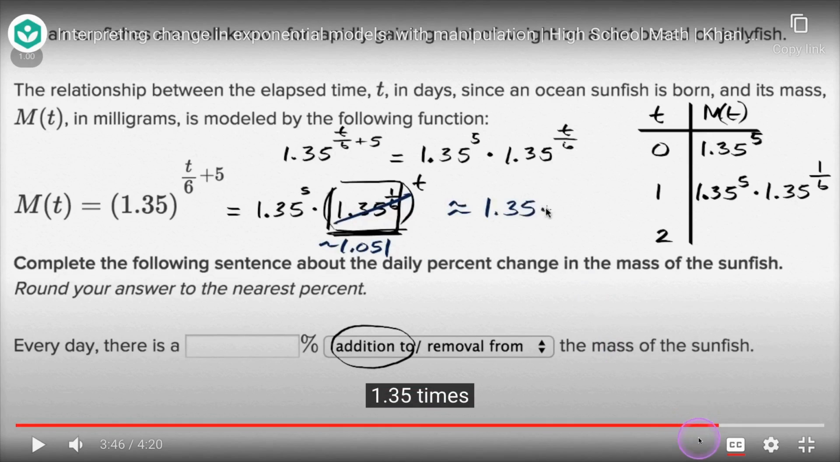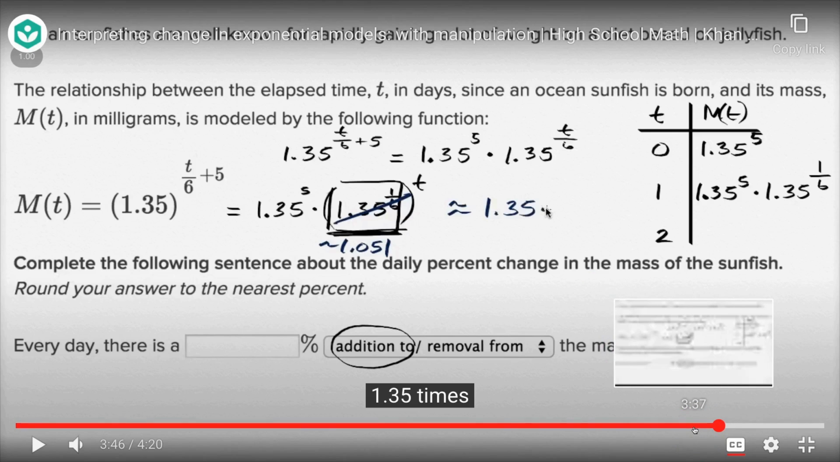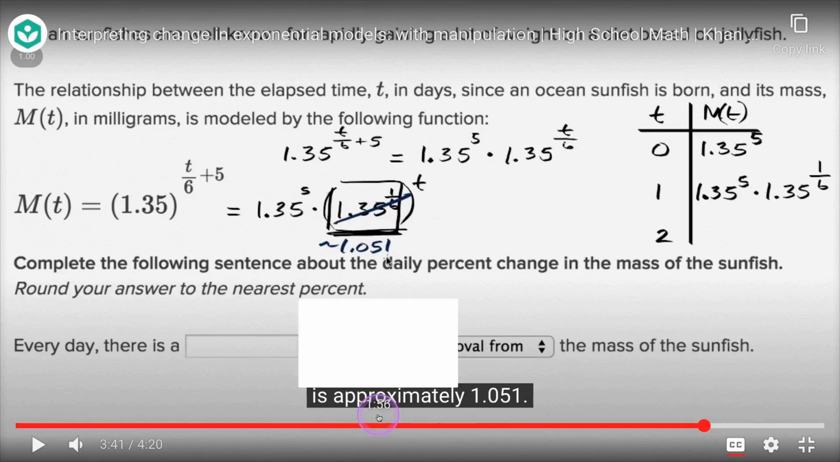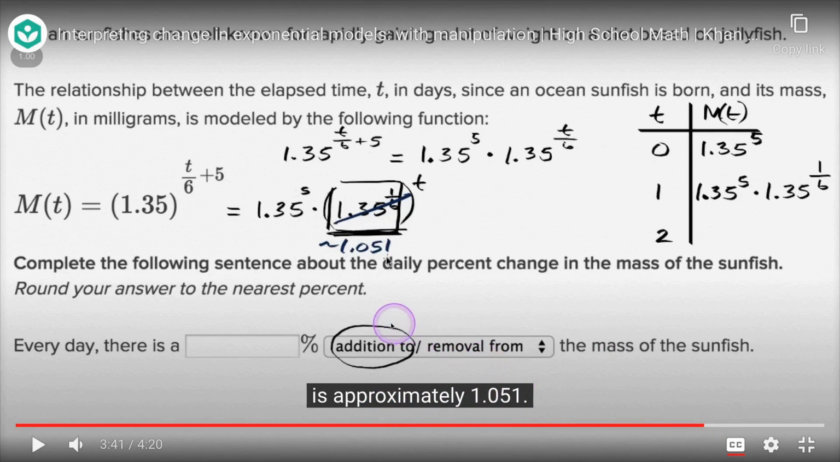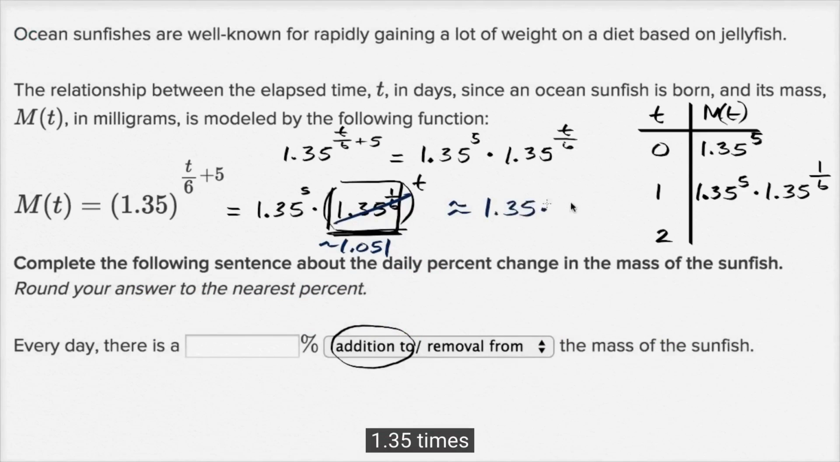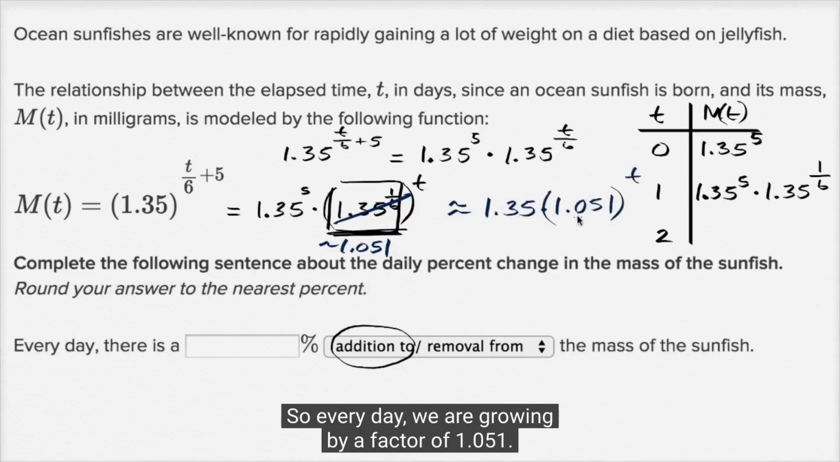Here's another way to express the approximate value. You say B is approximately A, where B is the original number and A is the simpler number. So if I have a number 2.1 and another number 2, I would say 2.1 is approximately 2. So we could say this is approximately 1.35 times 1.051 to the tth power. So every day we are growing by a factor of 1.051.